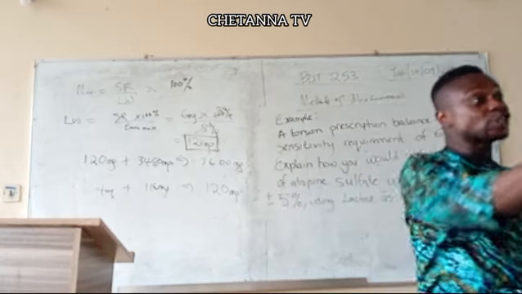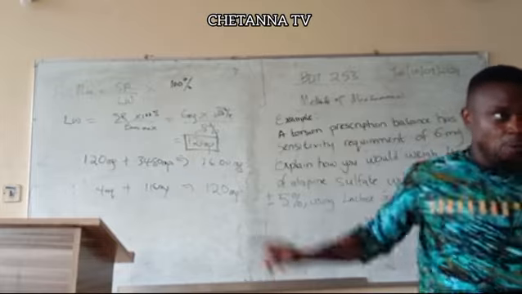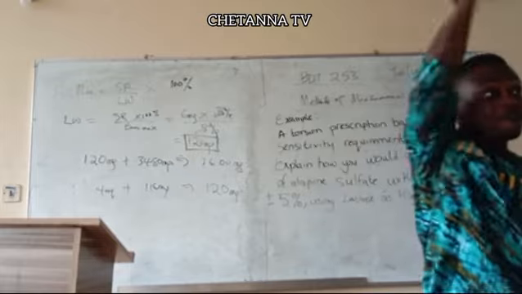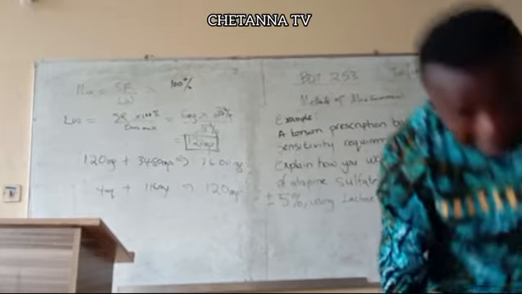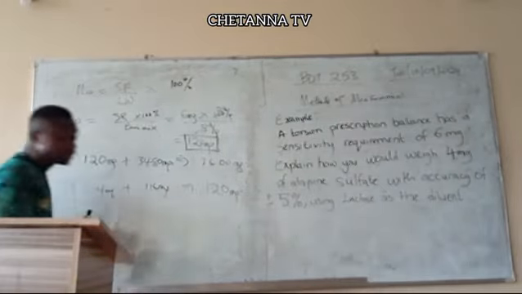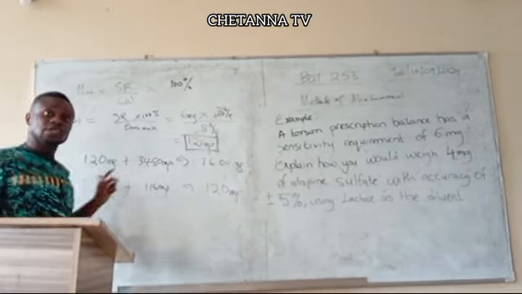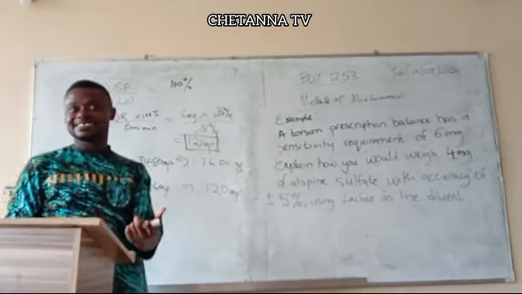That's why I say ensure that the diluent you are using in your aliquot measurement is the same diluent for the entire compounding. Am I communicating? That's the point I'm trying to make here. So this will contain 4 milligram of atropine. But this diluent helps us to weigh it.